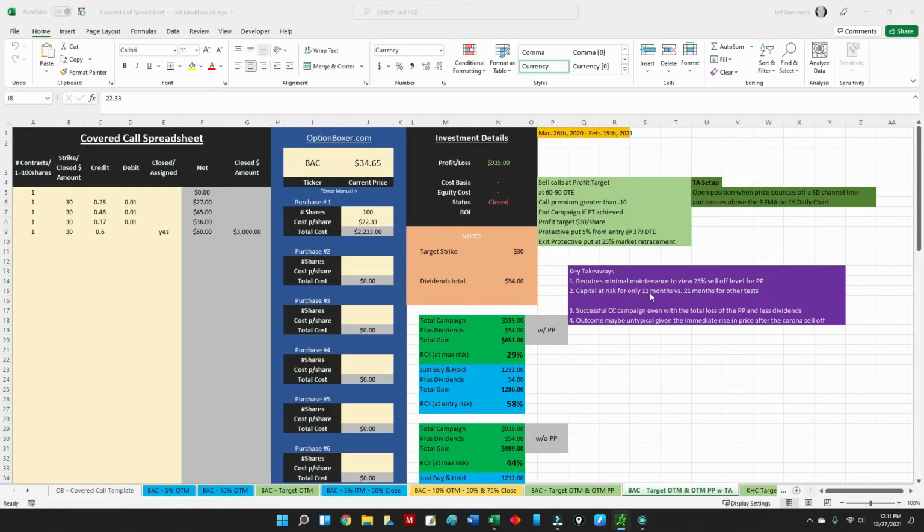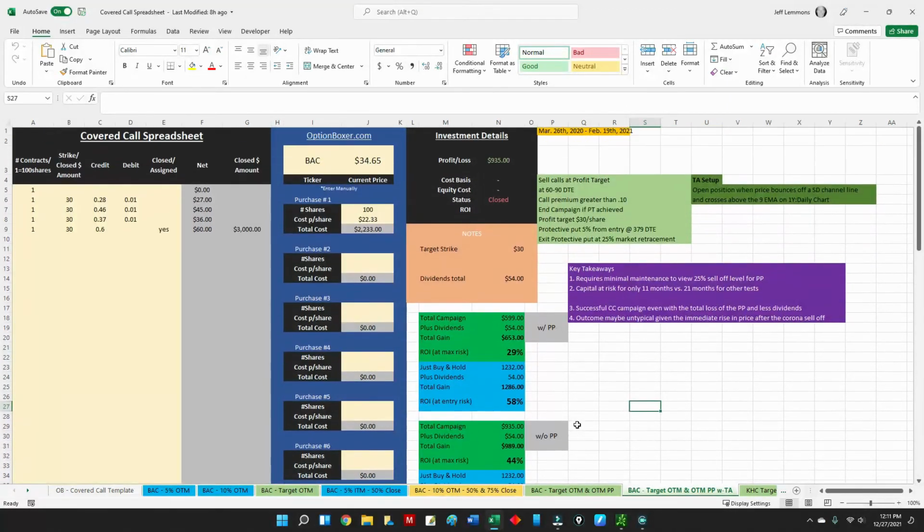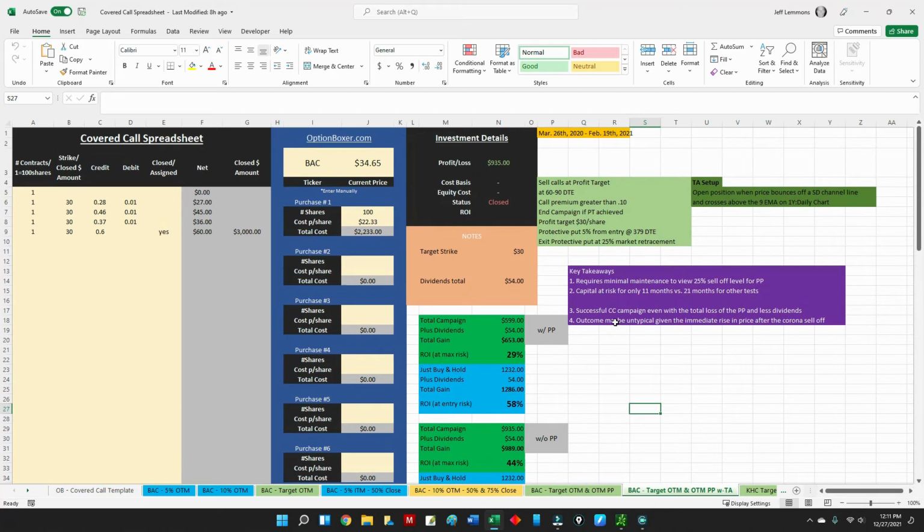The capital at risk was for only 11 months in this strategy versus 21 months for other tests. It was a successful covered call campaign, even with the total loss of the protective put, which you can't see here because I deleted it out so that I could give you this data without the protective put. And the outcome may be untypical given the immediate rise in price.